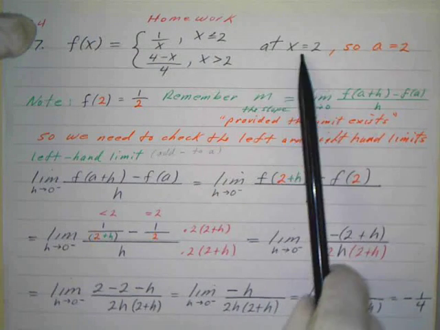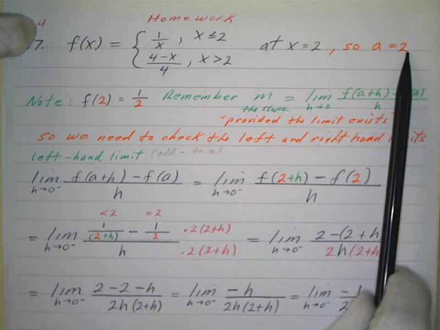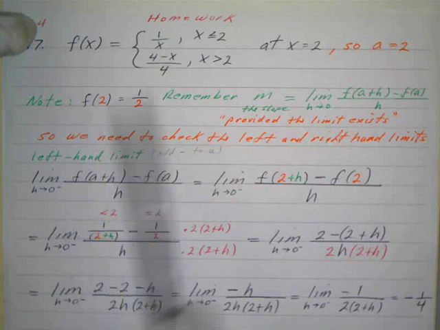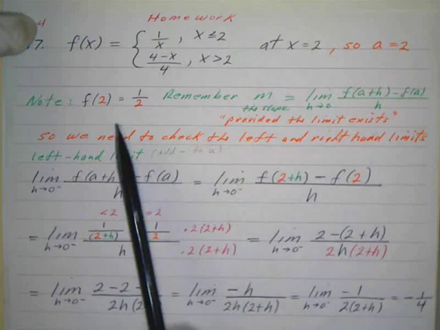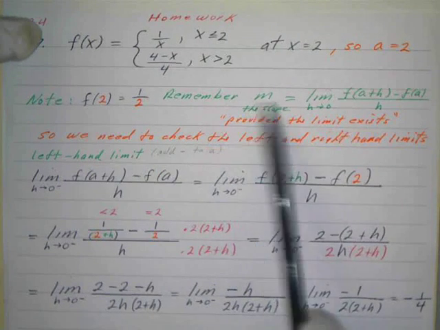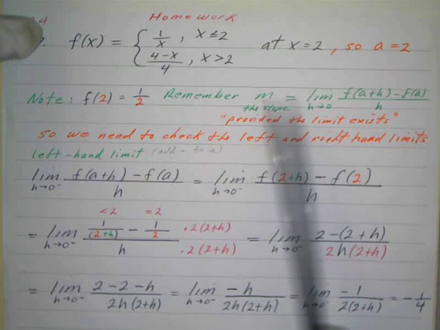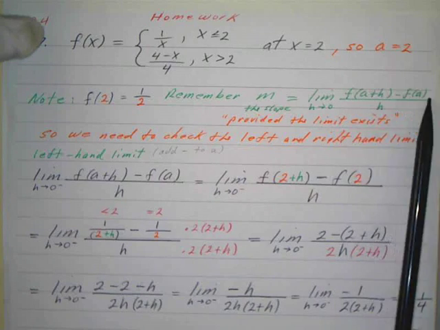Okay, at x equals 2. So a is going to be 2. And again, note that f of 2 is going to be 1 over x, or 1 over 2. That's what it's equal to. So remember, m is the slope. And the slope is this formula, which is a limit: the limit as h approaches 0 of f of a plus h minus f of a, over h.